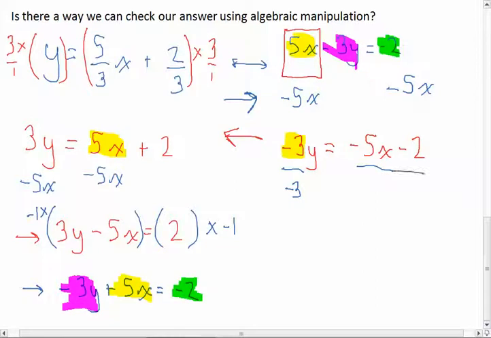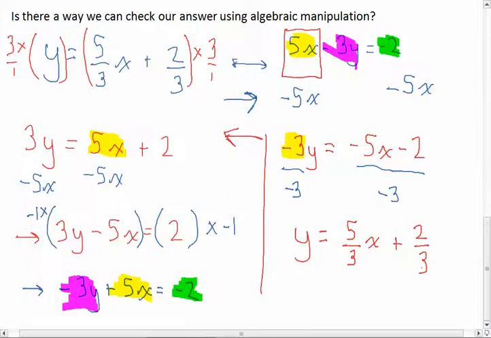So that means everything here, not just the x term and not just the constant term, but both of them need to be divided by negative 3. Okay? So that's going to leave me with just a y over here. Let's draw a dividing line. So now negative 5 divided by negative 3 is just the fraction 5 over 3. So I get 5 over 3x. And negative 2 divided by negative 3 is just the fraction 2 over 3.